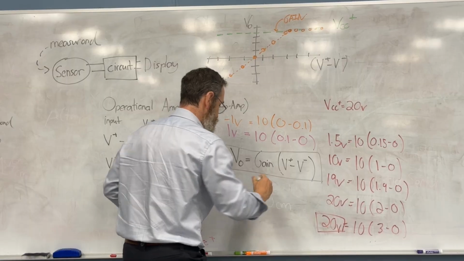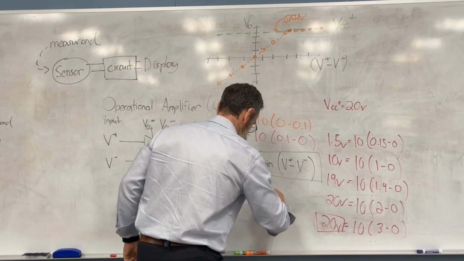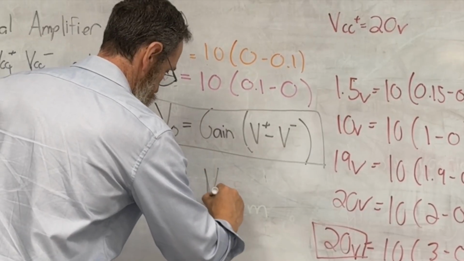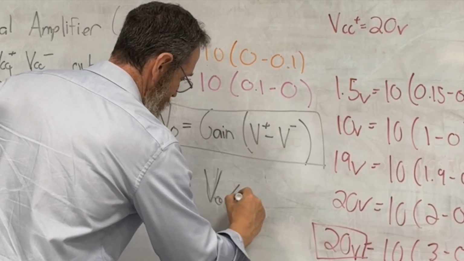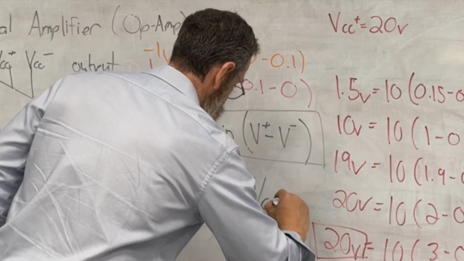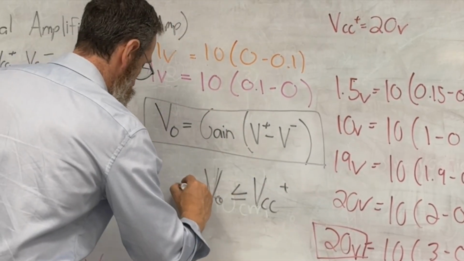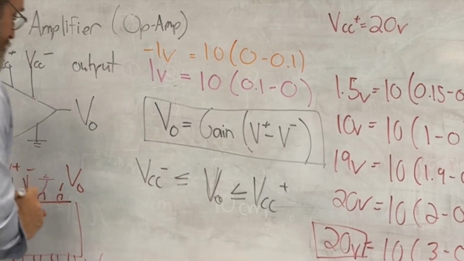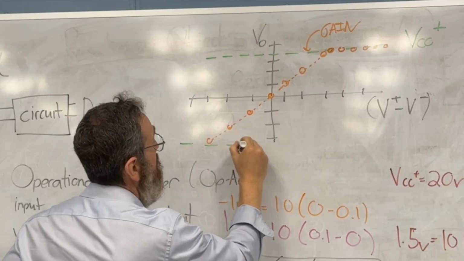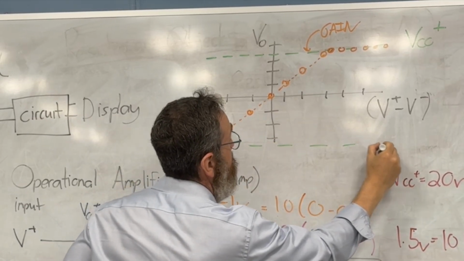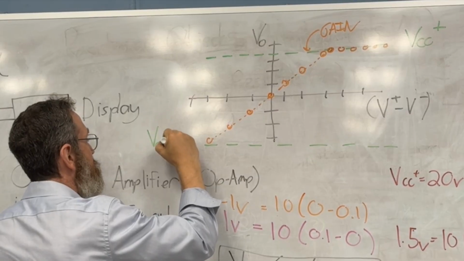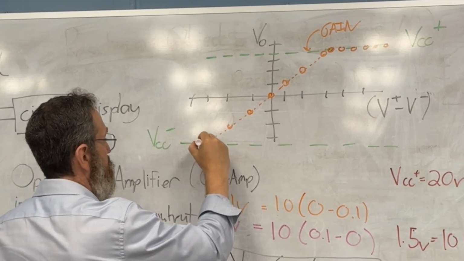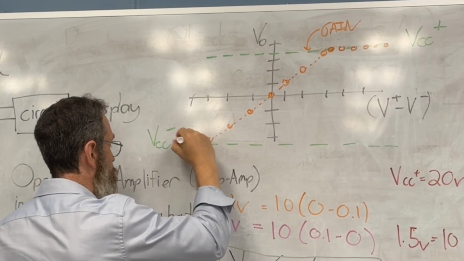But I need you to understand that V out must be less than, or let's say equal to or less than, VCC plus, and also greater than VCC minus. What do I mean by that? It means that I'm going to draw another line here. I'm going to label this as VCC minus. And as before, I cannot go below it. So once I hit it, I stay on it.